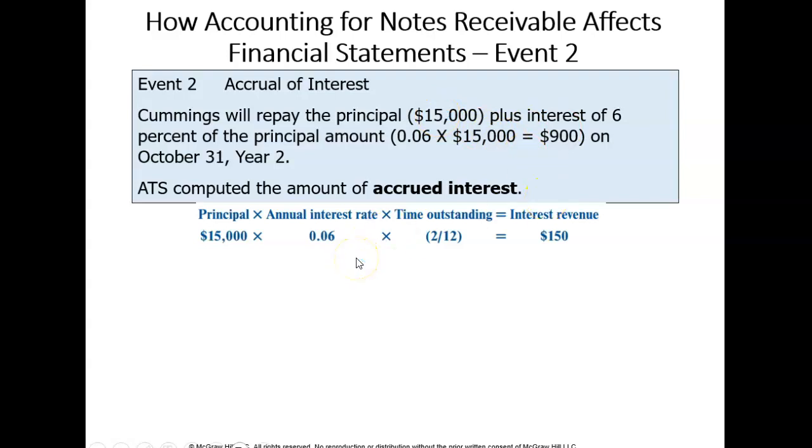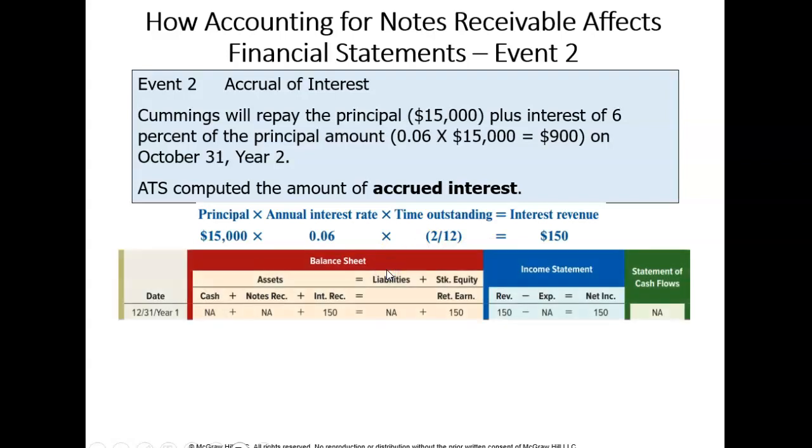So we must determine the amount of interest that has accrued on this note by the end of the current accounting period. Interest equals principal times rate times time. The principal amount was $15,000. The annual rate is 6%, and the time factor is 2/12. Therefore, the accrued interest equals $150. Now, we won't receive it just yet.